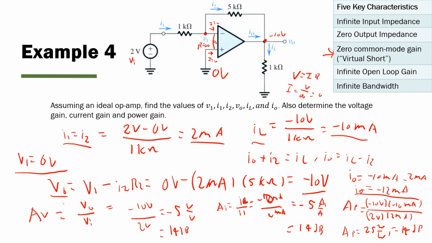to 14. I wanted to show the decibel calculations because for an ideal op-amp, you should expect all of the gains to be the same in decibel, 14, 14, 14. That's another way to make sure that all of your calculations are correct.